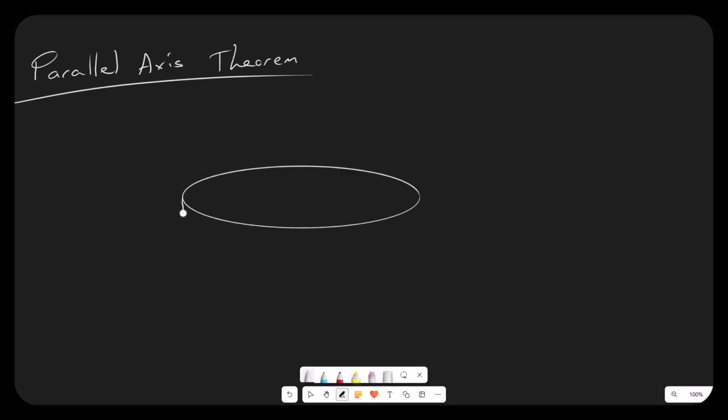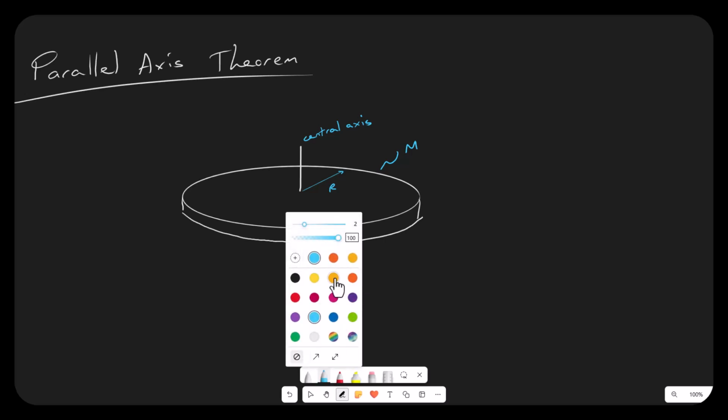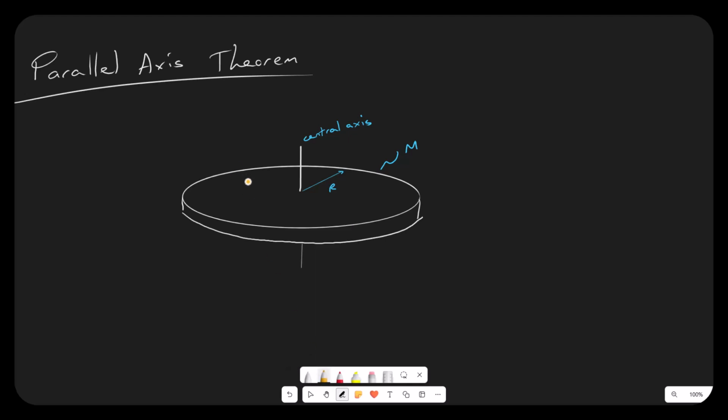If I've got my favorite disk that I keep using over and over again, I can put an axis right through the center of the disk, and I will spin about that axis, and we know how to handle that. The disk has a mass m and a radius r. This one is a central axis that passes through the center of mass of the wheel. But what if instead I wanted to rotate this about some other axis? What if I wanted to rotate about here?